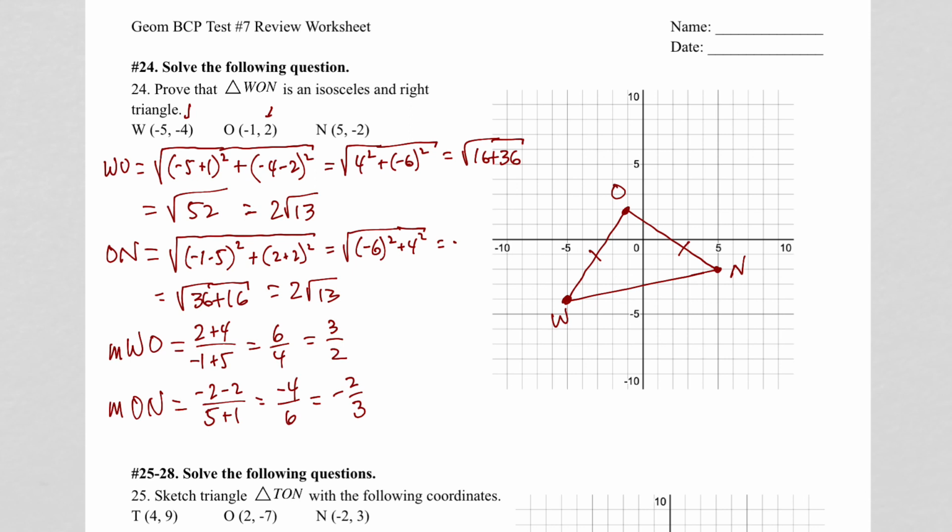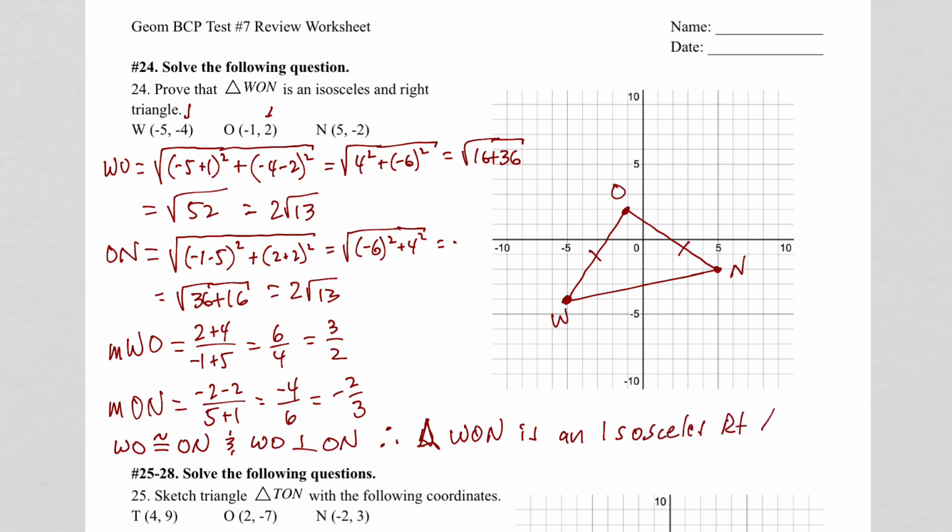So let's see, WO is congruent with ON, and WO is perpendicular to ON. Therefore, triangle WON is an isosceles right triangle.